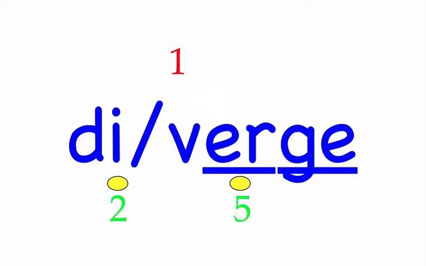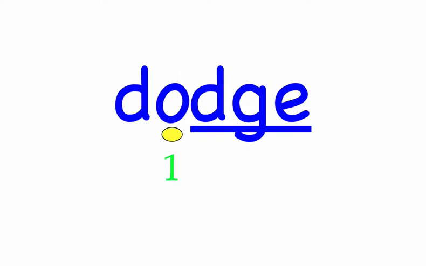Dodge, dodge. He tried to dodge the ball. Dodge. Three sounds. D, A, J. Dodge. Now at this point, I'm going to ask you to pause the video, mark the word completely using the steps I've just outlined in the first three words. And once you've completed marking the word, advance the video screen to see if you've marked the word correctly. And this word is marked in this manner, dodge.